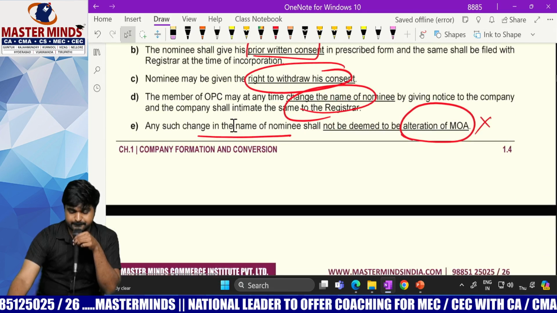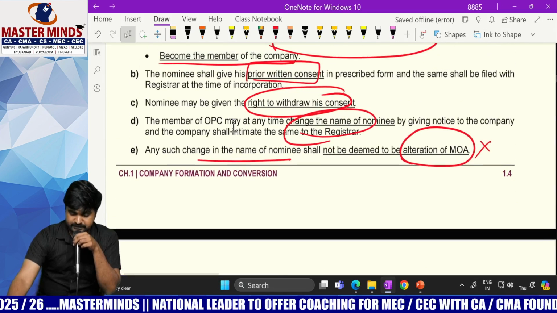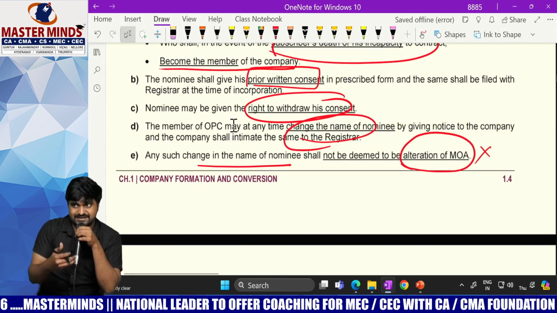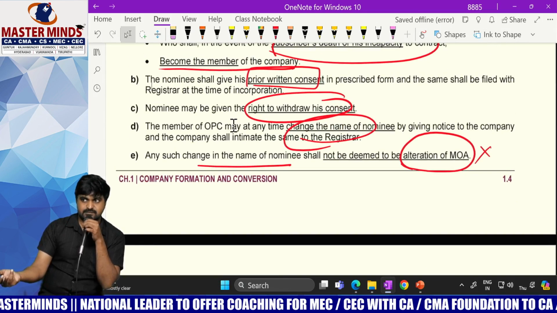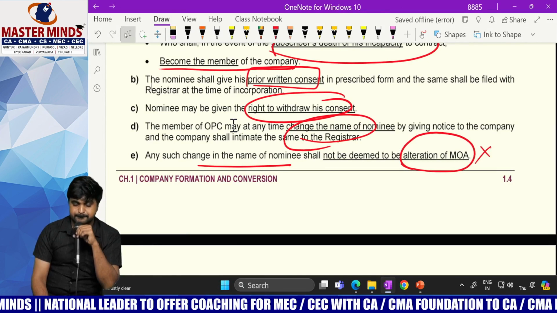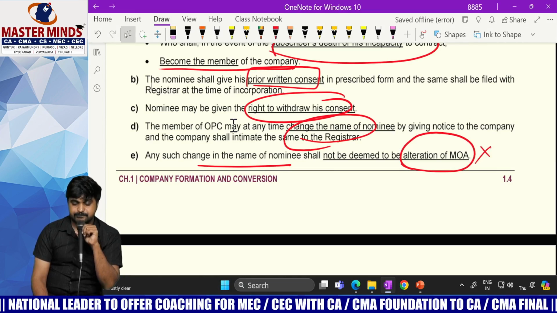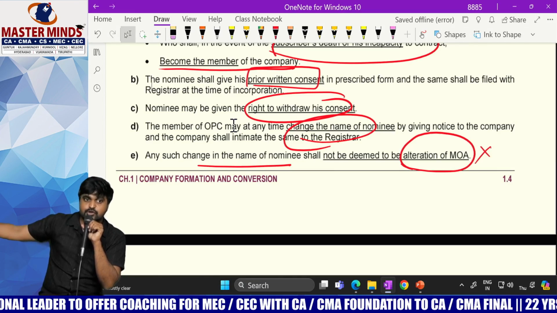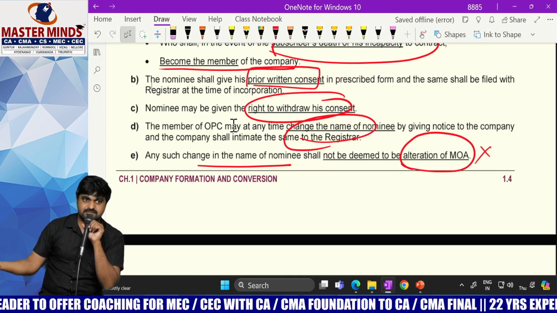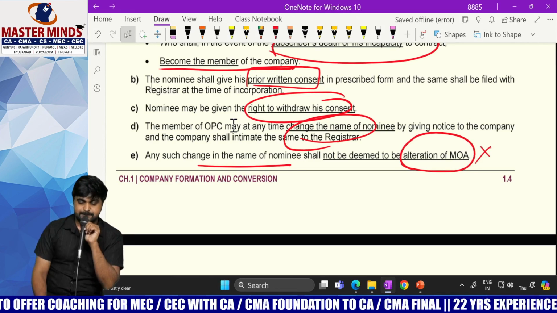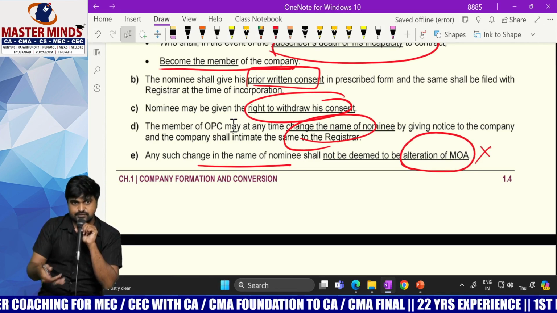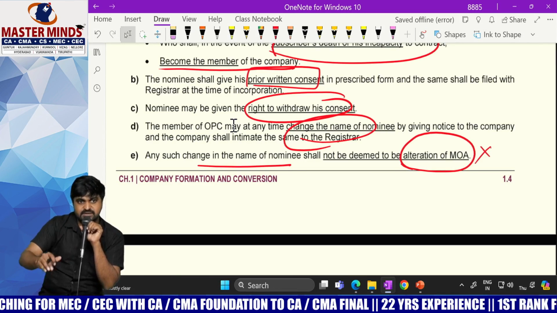The nominee may be given the right to withdraw his consent. If the nominee wants to discontinue, he can discontinue. The member of OPC may at any time change the name of the nominee. If the member wants to discontinue the nominee, it is also possible. So both ways it is possible. If the nominee wants to withdraw, he can withdraw. If the member wants to change the nominee, he can.